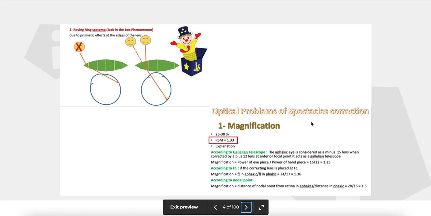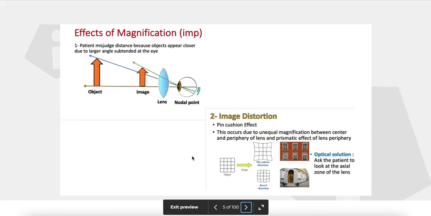Among the optical problems with spectacle correction, one of them is the magnification, as the relative spectacle magnification is 1.3. This is one of the problematic effects of the spectacles, but sometimes it can show an advantage when the patient is looking at near targets, because they appear larger and closer than they really are, as if the patient is looking through a magnifying loupe or a magnifying lens. It will produce a smaller image than the object, but since it is closer to the eye, it will stimulate a larger number of photoreceptors, causing a larger image.